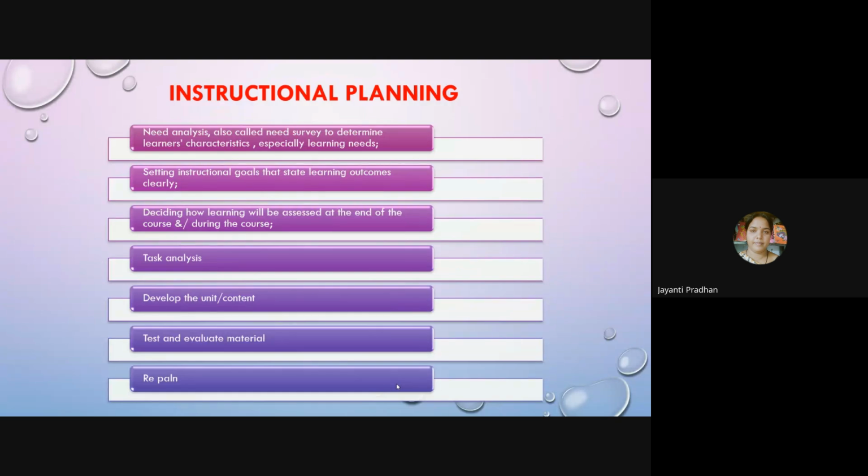Then setting instructional goals, that is related to our learning outcomes, which state the learning outcomes clearly. Outcome means the modification or changes we see in the child, the outcome they can demonstrate. Then deciding how learning will be assessed at the end of the course.